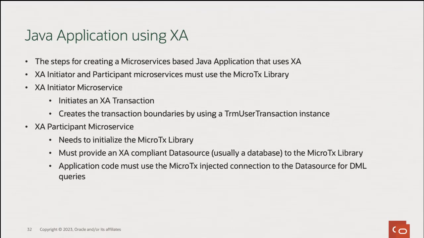The XA participant microservice needs to initialize the MicroTx library by providing an XA compliant data source, usually a database, to the MicroTx library. The MicroTx library creates an XA connection with the passed data source and injects a connection into the application code. And the application code then must use the MicroTx injected connection to the data source for performing any DML queries.